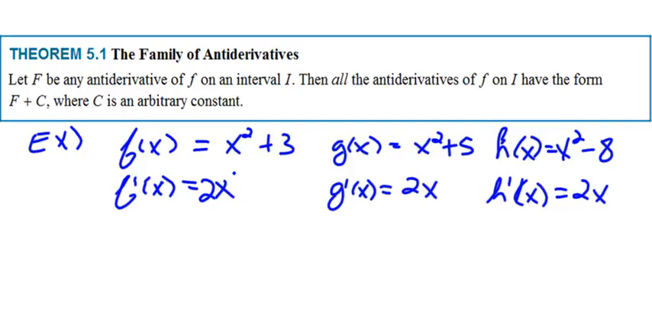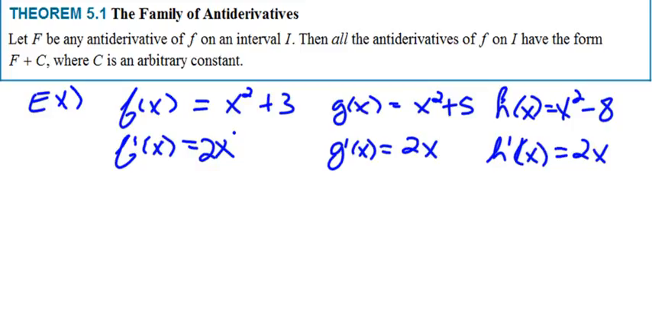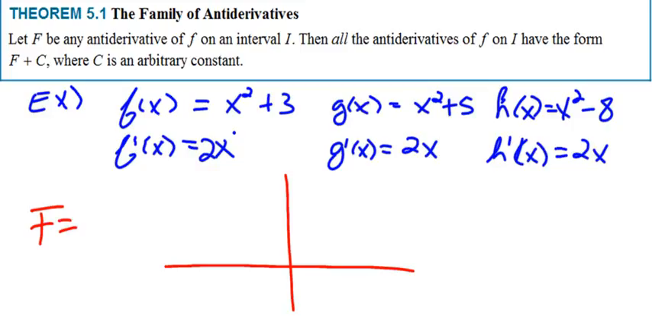The other thing is, we can do this by graphing it. Let's start with that. The antiderivative is x squared plus c. Then I can see if c is 0.